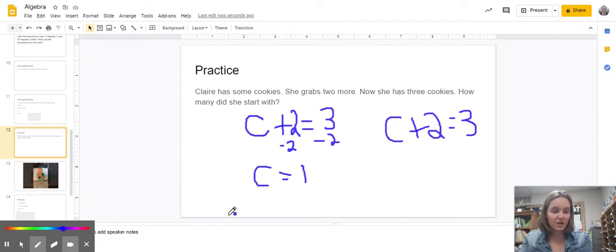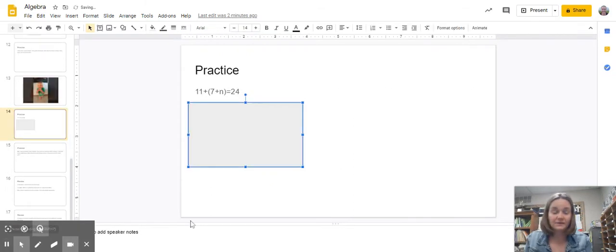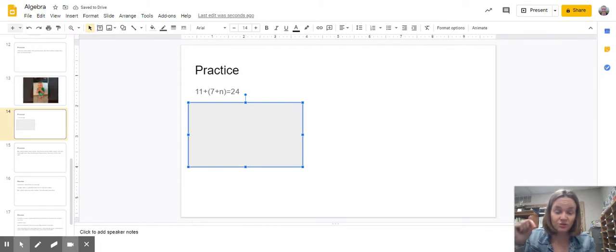Okay, we want a smaller answer, so we subtract it. Please write this example down in your math journal. You might see it again tomorrow.